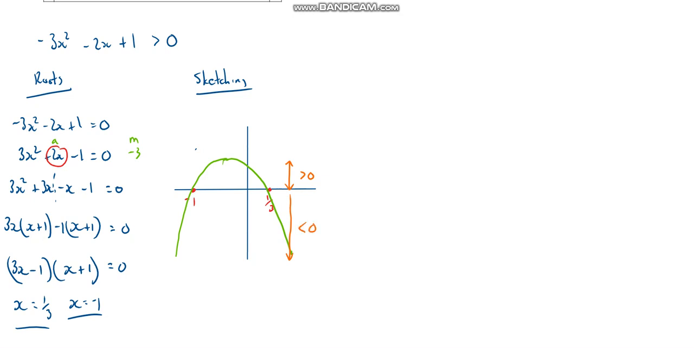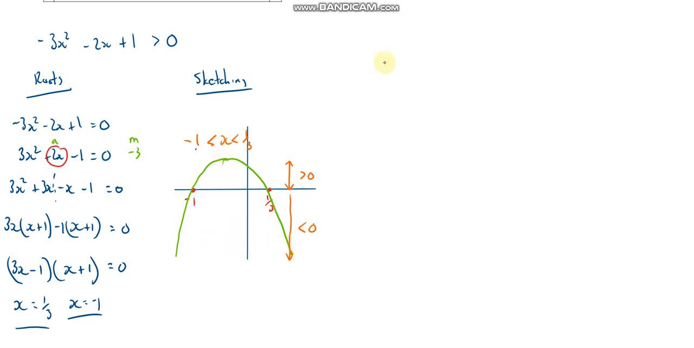So for this, the values of x, so when x is less than 1/3, x is less than a third, it is greater than 0, but x has to be bigger than negative 1. So x is greater than negative 1. So it's encapsulated. X is between the negative 1 and a third.